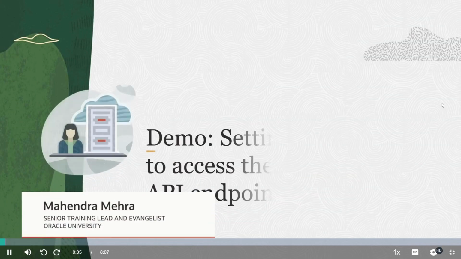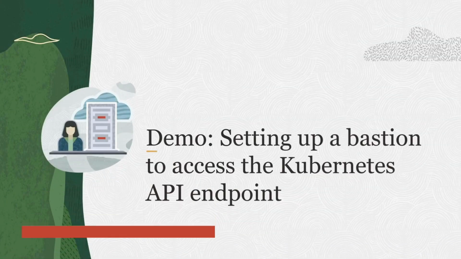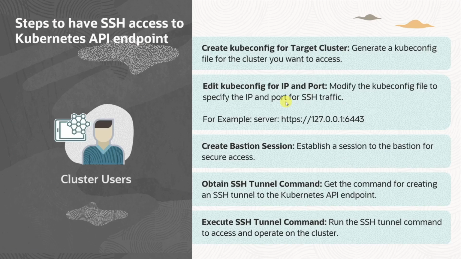Welcome back, and let's continue from where we left off in our previous video. Now let's move on to the steps that the cluster users would perform. We've already generated a kubeconfig file for the cluster we want to access. The next thing that we'll be doing is modifying the kubeconfig file to specify the IP and port. And as the example says, we'll have to look out for the server entry in our kubeconfig file and replace the IP with localhost IP, which is 127.0.0.1.